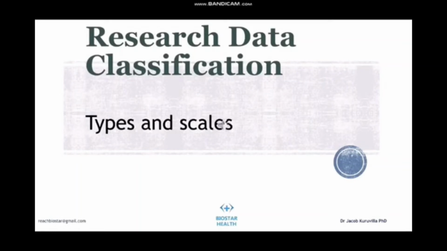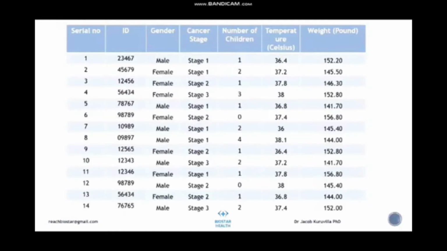Today's topic is on different types of data and how data is classified based on the scale or level of its measurements. Let's look into this table. This table comprises 7 columns, each representing different variables, and 14 rows, each giving specific observations or measured values from 14 cases or samples.